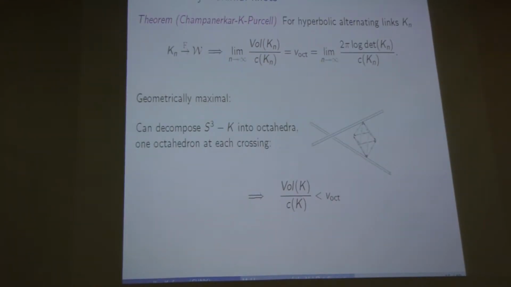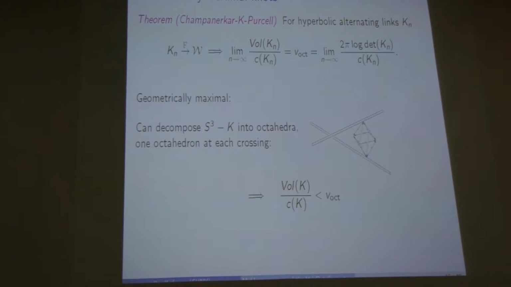So what we proved is that if the Kn converge to the square weave, then the limit of the volume densities is exactly equal to V oct, which we just saw is the volume density of the square weave. Right? And we call these geometrically maximal knots.